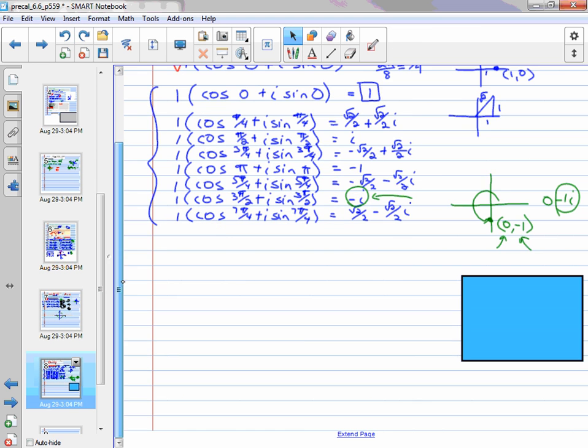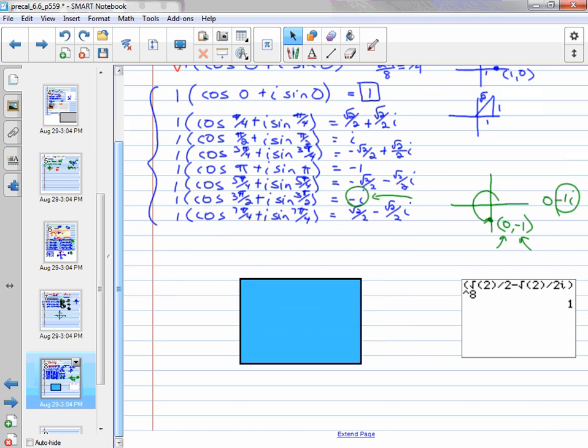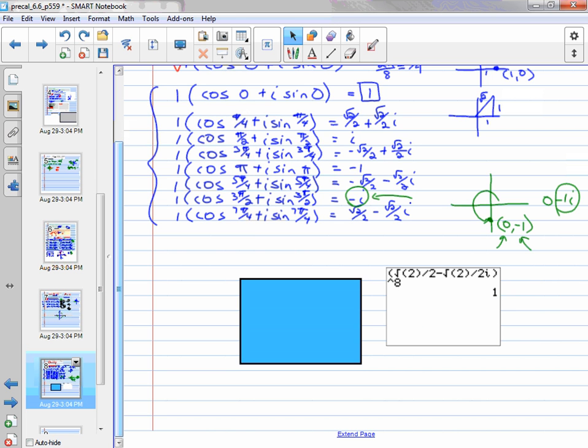You could verify if you wanted to on your calculator. You could take, here is this one. I raised it to the 8th power, and sure enough, it equals a positive 1. So there are 8 roots of 1, or of unity.